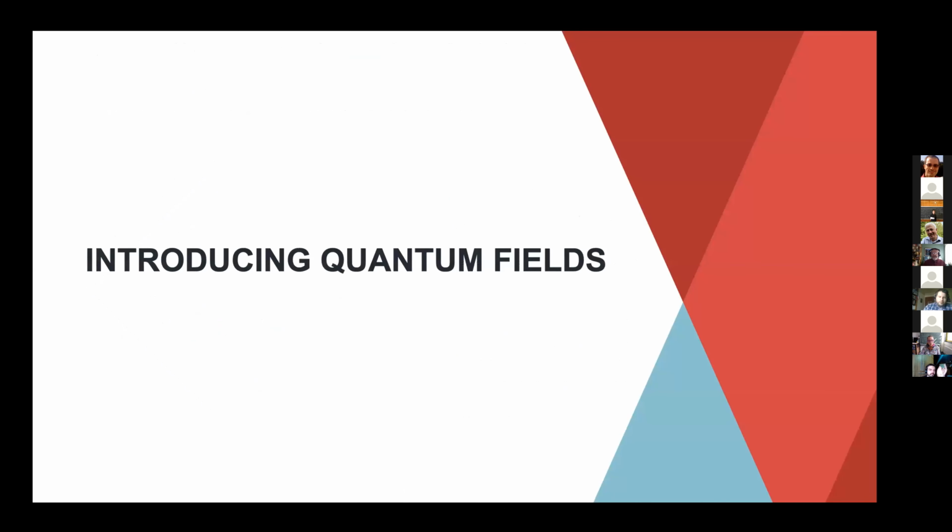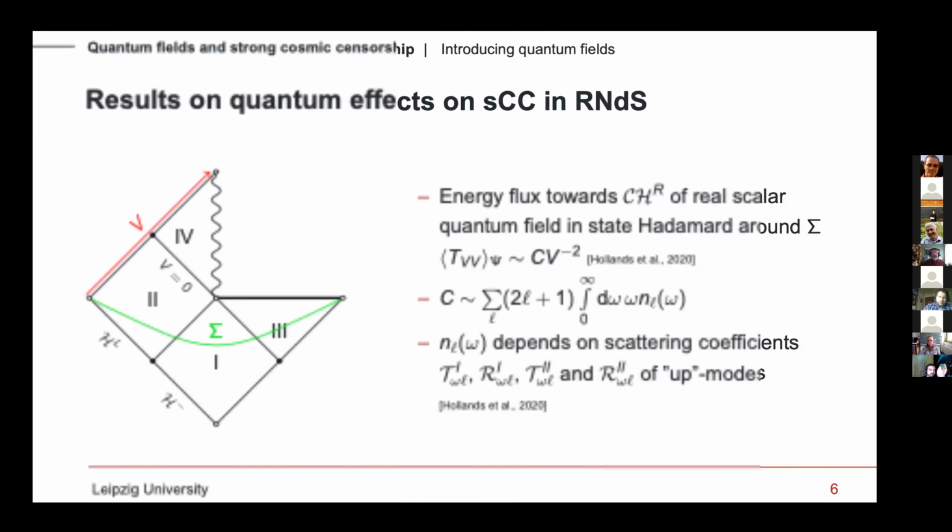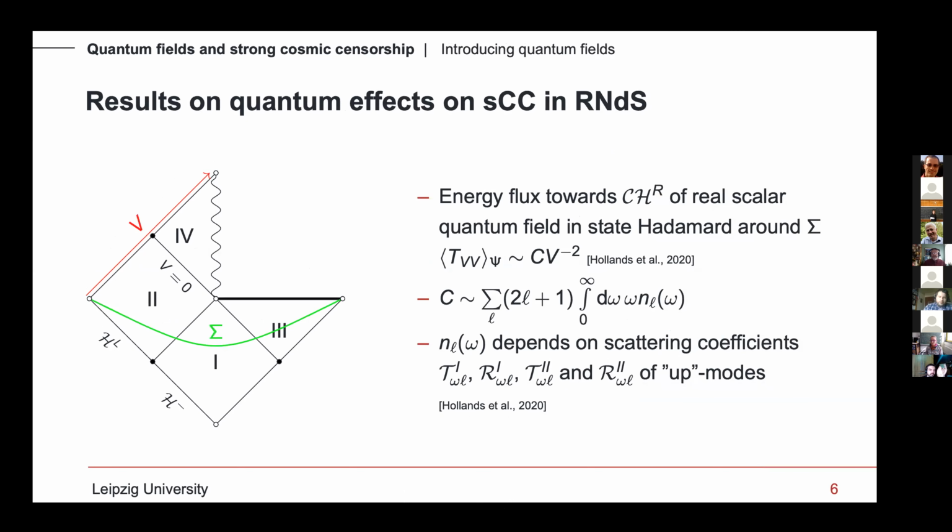So what happens if we introduce quantum fields into the picture? That is exactly the question that Hollands et al. asked in their paper last year. And to answer this question, they considered the energy flux towards the Cauchy horizon of a real scalar quantum field in a state that is Hadamard around some Cauchy surface of the regions 1, 2, and 3. What this condition means is just that in these regions 1, 2, and 3, this should be some physically reasonable state.